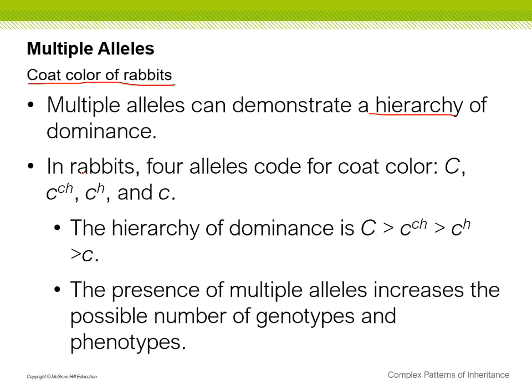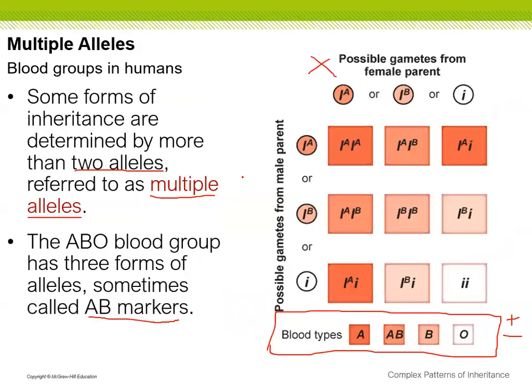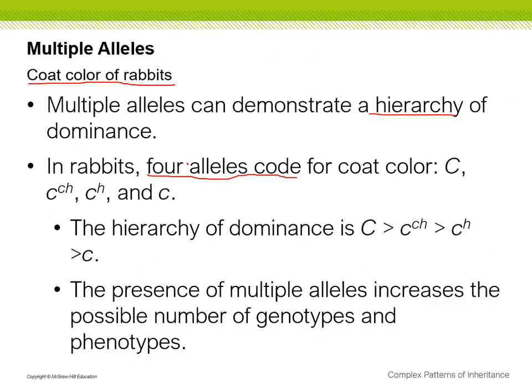One example here is in rabbits, we have 4 different alleles that code for coat color. In human blood, it was 2. Most of the stuff we've looked at has been 1. Now we have 4. So we have a hierarchy of dominance here. Basically what this means is if this is present, then this takes priority over the CH. If CH is present, it takes priority over just the H, and so on and so forth.